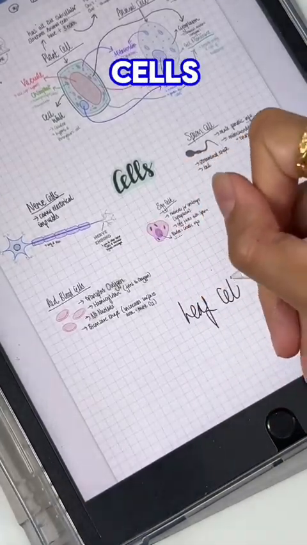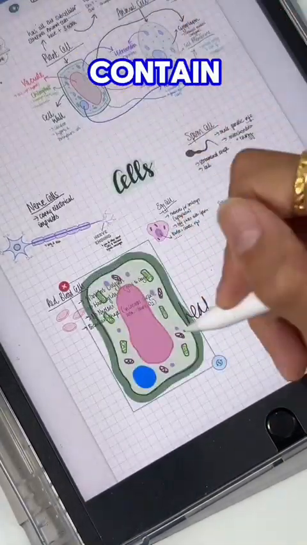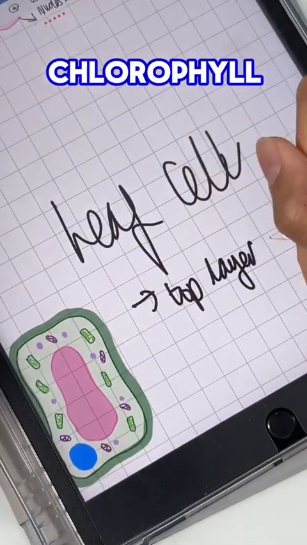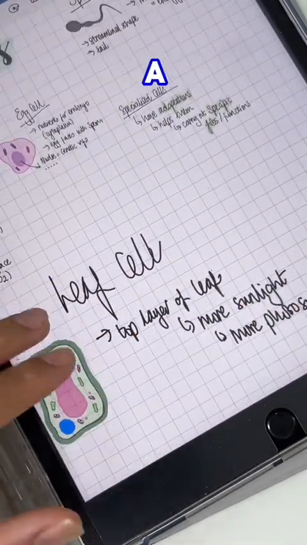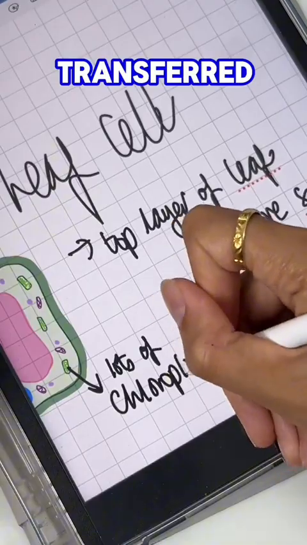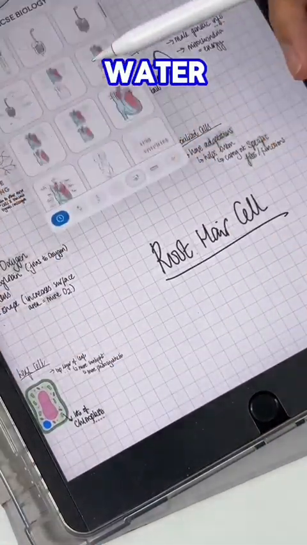In the leaf, we have leaf cells, which are found at the top of the leaf. Leaf cells contain loads of chloroplasts, which contain chlorophyll that help it to carry out photosynthesis. The cells are also long and thin, which makes them have a large surface area for absorbing energy that's transferred from the sun. Root hair cells absorb water and nutrients from the soil.